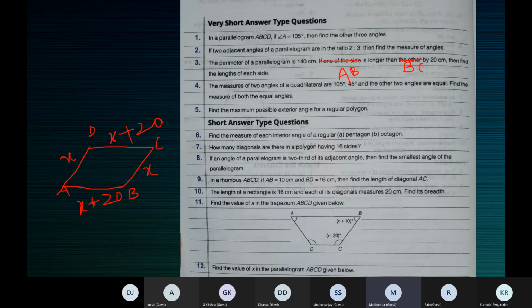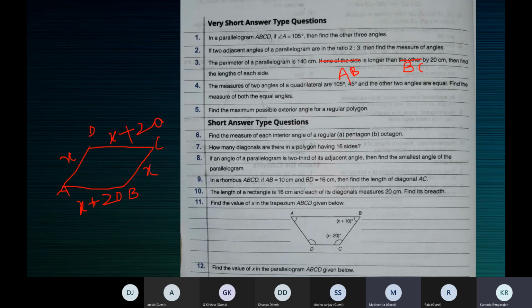Thank you. 4x plus 40 is equal to 140. 4x is equal to 100, since 140 minus 40 is 100. X is equal to 100 by 4. X is equal to 25. Okay, ma'am. Thank you. I got it. Yeah, good.